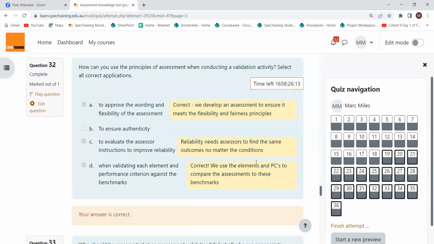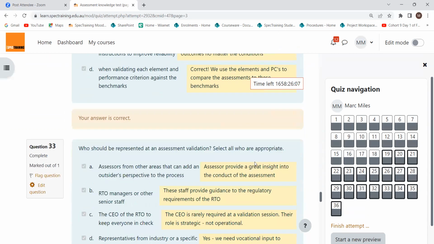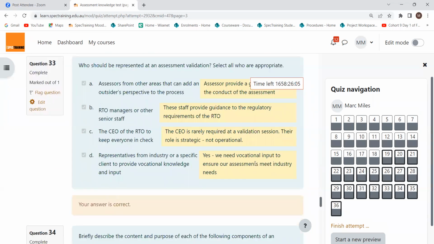Question 32. Answer is correct. Great job. All right, so that can help you out there. And question 33. Your answer is correct. Fantastic. Who should be represented as an assessment validation? Select all who are appropriate. So in this case, we've got all 4 of them: A, B, C, and D.